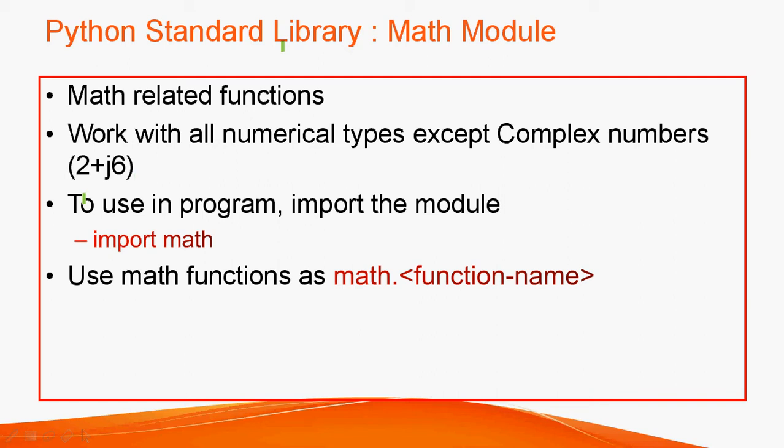As you know, the complex numbers have the format 2 plus 6j, that is, a real part is there, and there will be an imaginary part. So numeric types except for complex numbers can use the math functions. To use the math function in your program, you need to bring the math module to your program.